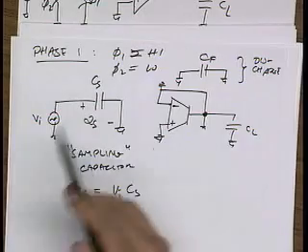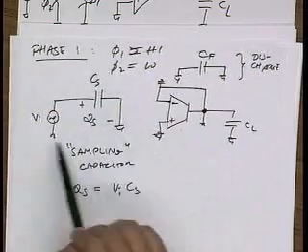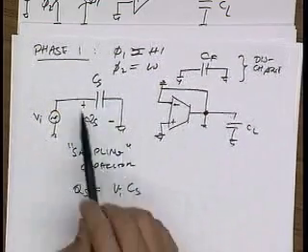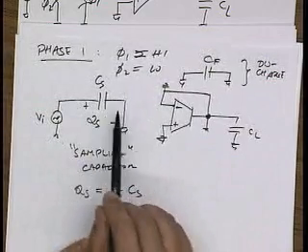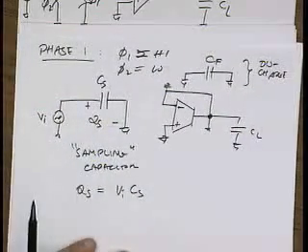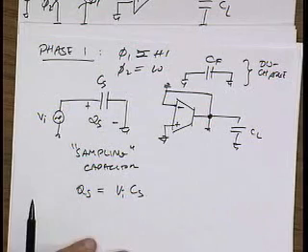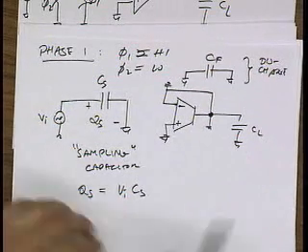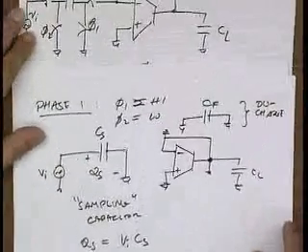So in phase 1, what we're doing is we're actually capturing the input voltage, sampling it onto this capacitor, and then in phase 2 we're going to do something with that signal. Okay? That's clear to everybody? So now let's look at phase 2.